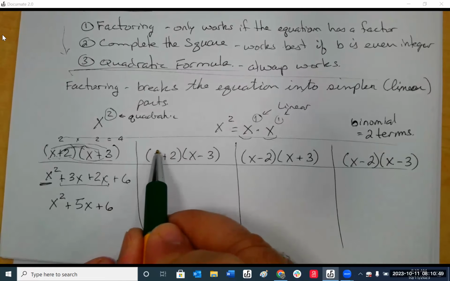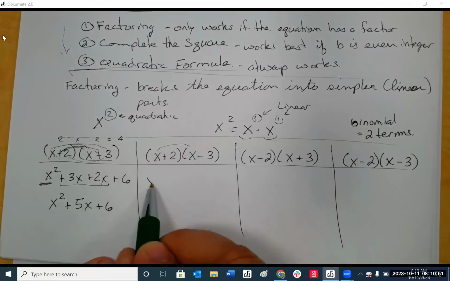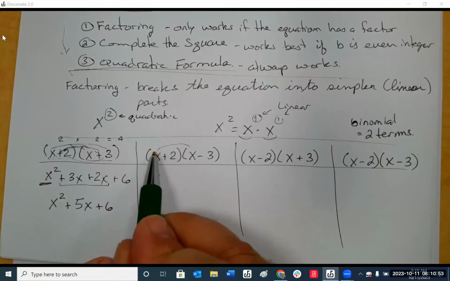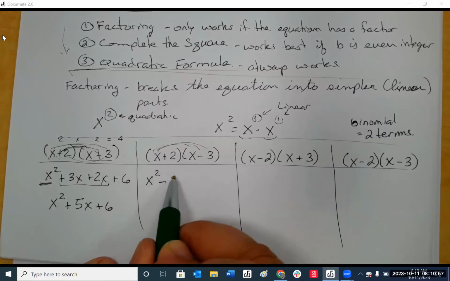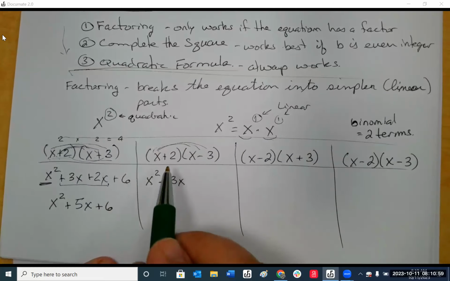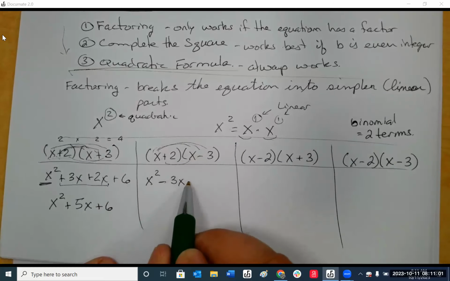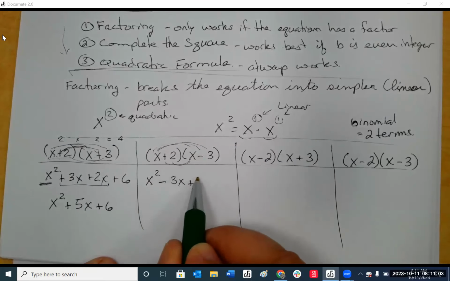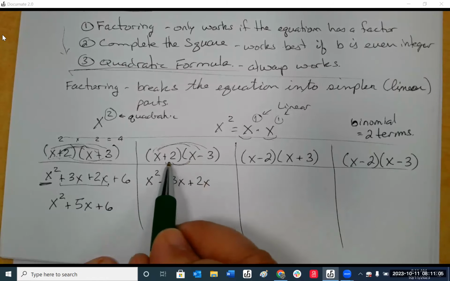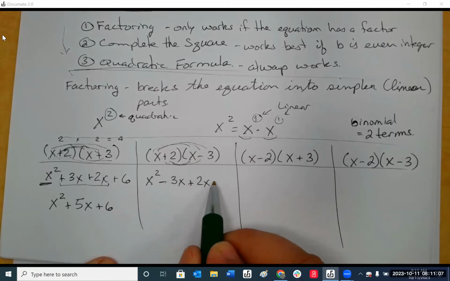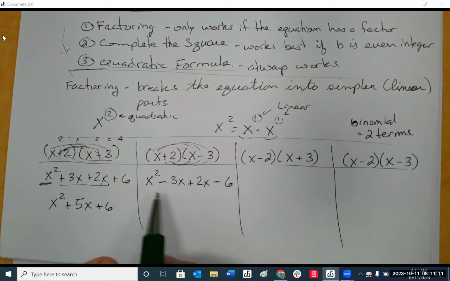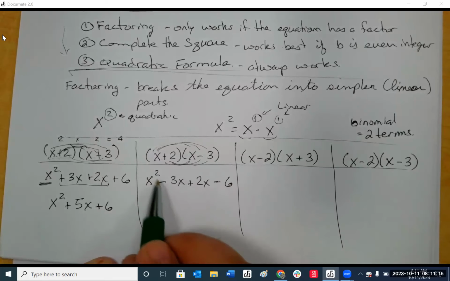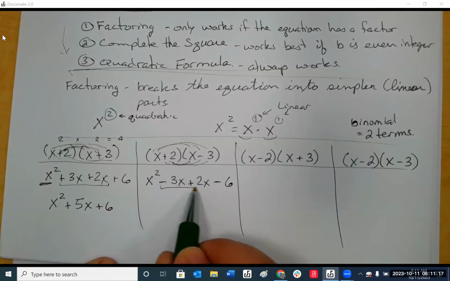Do the same thing with the next one. X times x, x squared. Positive times negative is negative. X times 3 is negative 3x. Positive times positive is positive. 2 times x is 2x. Positive times negative is negative. 2 times 3 is negative 6. Again, we have 4 terms, 2 times 2. We got rid of parentheses, so now combine like terms.